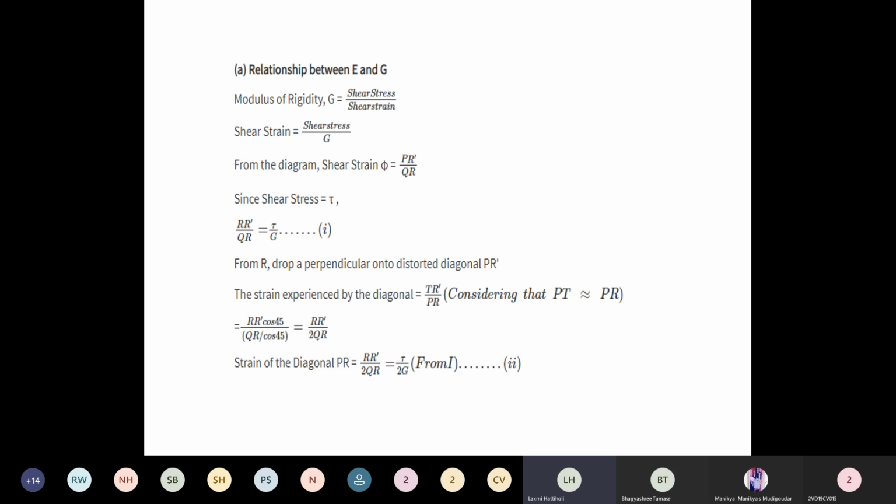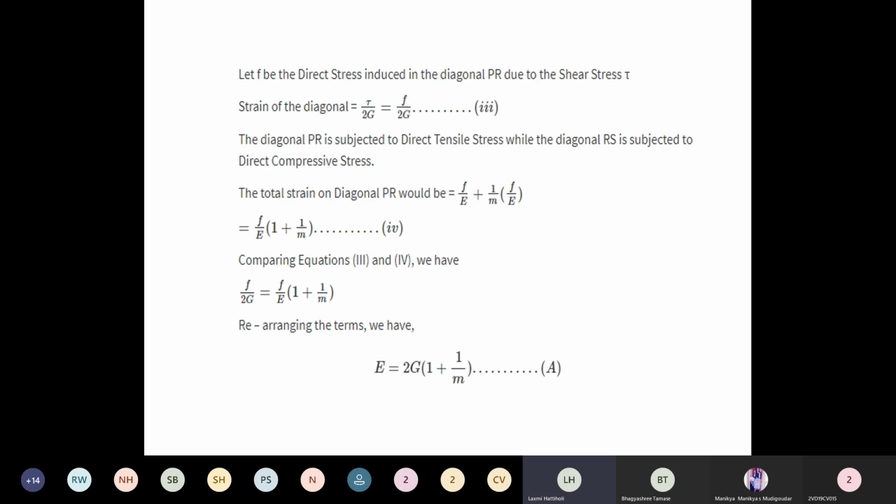RR dash is nothing but tau, that is shear stress, divided by QR, which is taken as G. Okay, you can see in equation 1, QR is nothing but G. So that is why I have taken it as 2G. Now I hope equation 1 and 2 is clear to you.